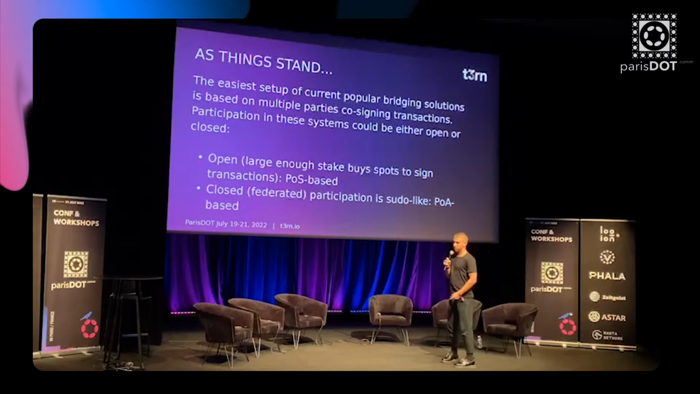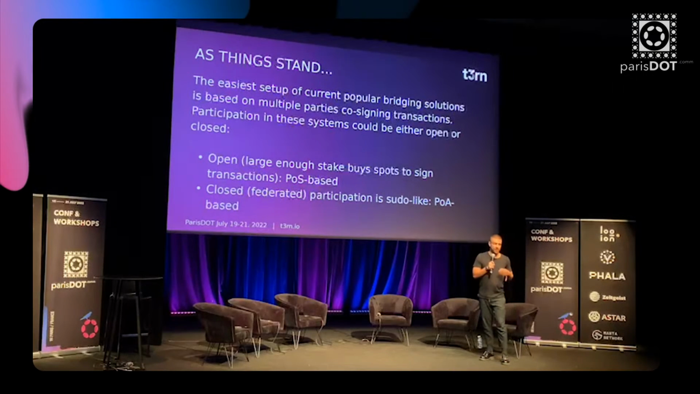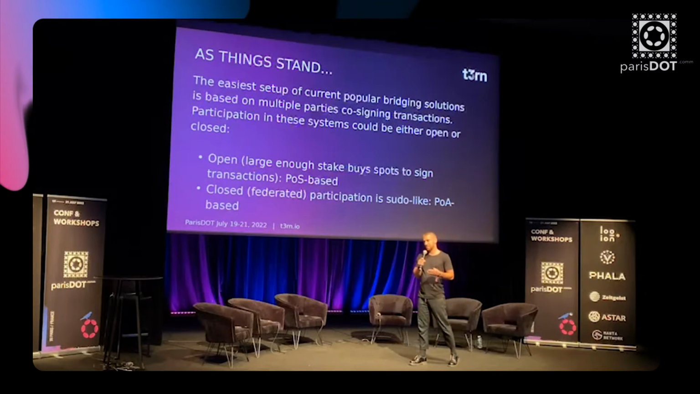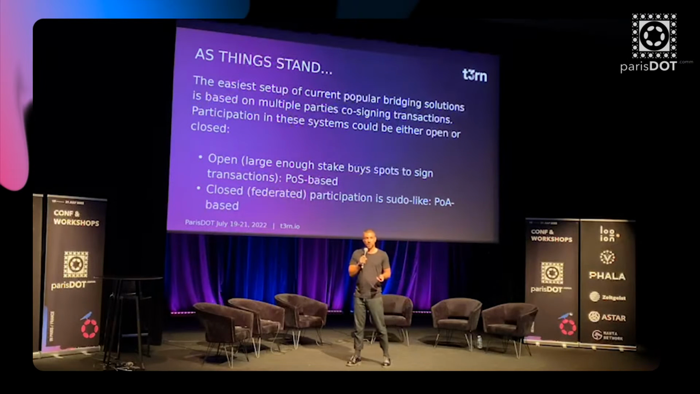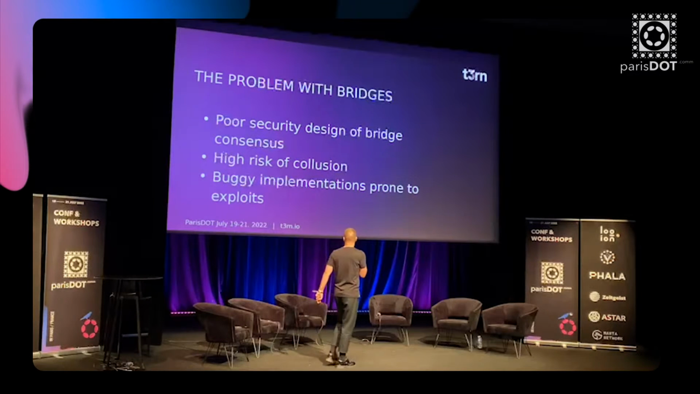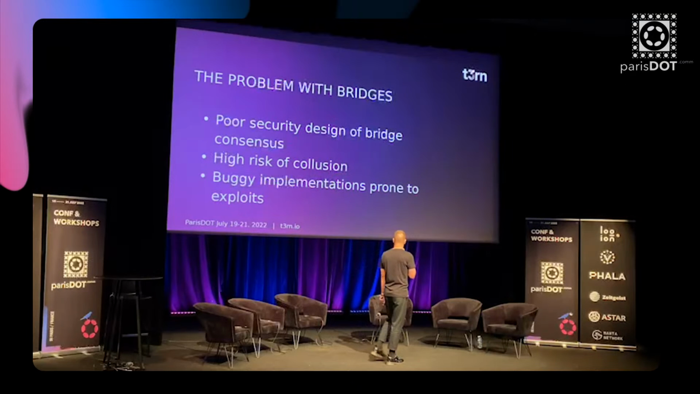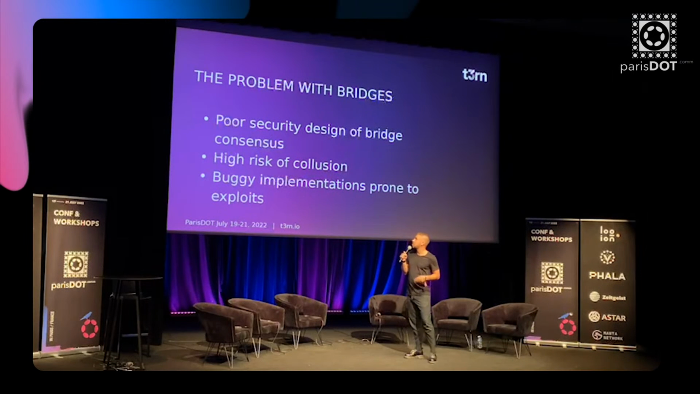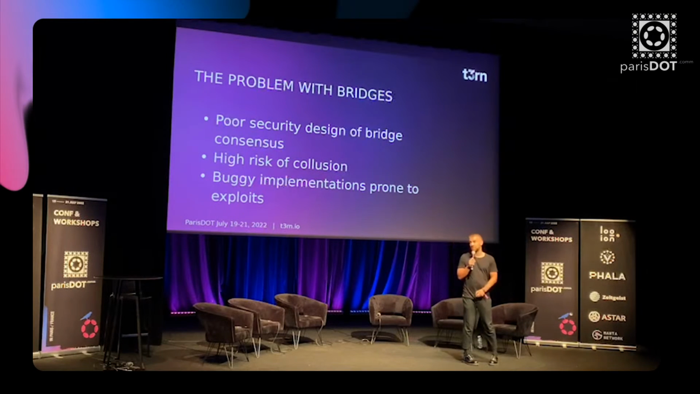Then you look at proof of stake models, which theoretically are good, but still come with problems: the initial actors within those ecosystems really cement their places, and there is very little flexibility and openness about bringing new actors into those ecosystems. Similarly, it does open up potential hacks through collusion. You look at poor security design of bridge consensus, which causes high risk of collusion, and then the other problem with cross-chain is buggy implementations.